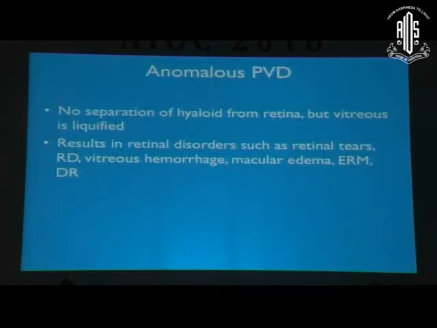So what is anomalous PVD? Anomalous PVD is where you have vitreous liquefaction, but there is no separation of the hyaloid from the retina. This is very common, especially with increasing age. The ideal PVD is where the vitreous is liquefied and there is separation of the hyaloid from the retina. That happens in many patients, but in some patients with anomalous PVD, you can have horseshoe tears, or ERM formation, or macular hole formation.